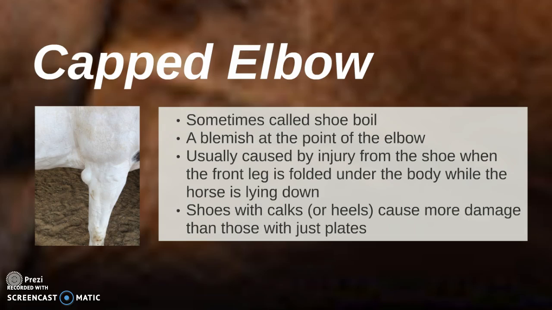This is a blemish at the point of the elbow. It's usually caused by injury from the shoe when the front leg is folded under the body while the horse is lying down. Shoes with caulks or heels cause more damage than those with just plates.